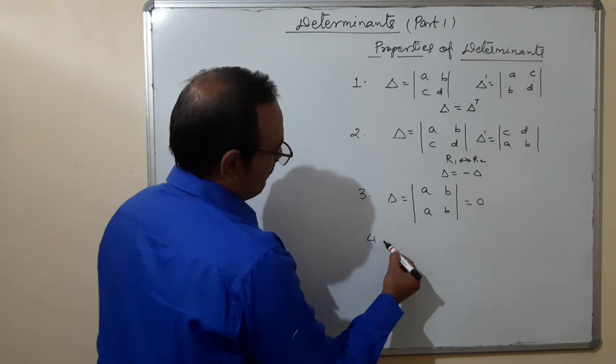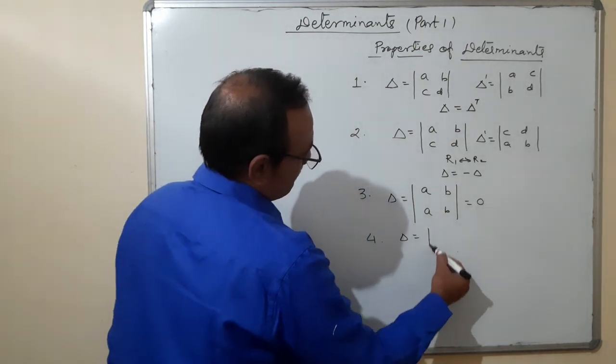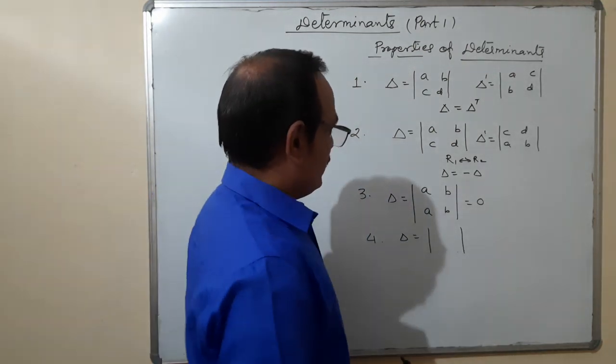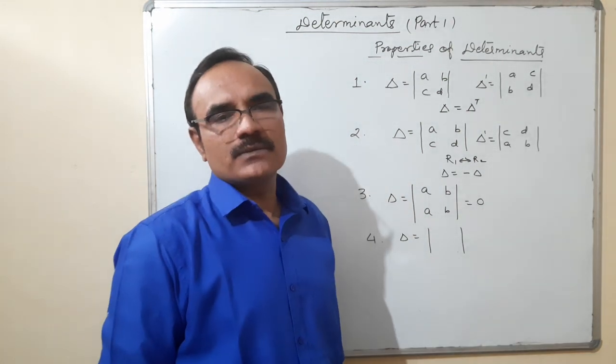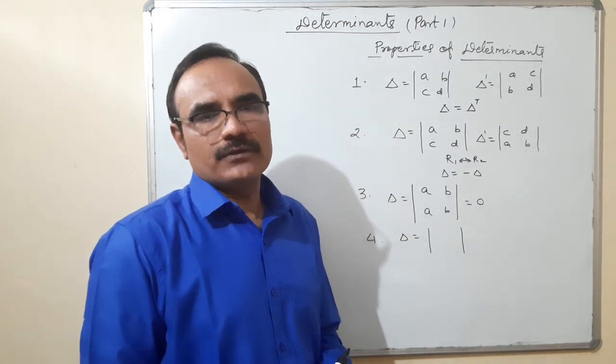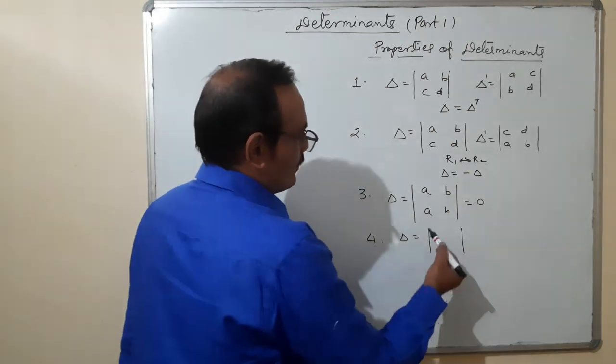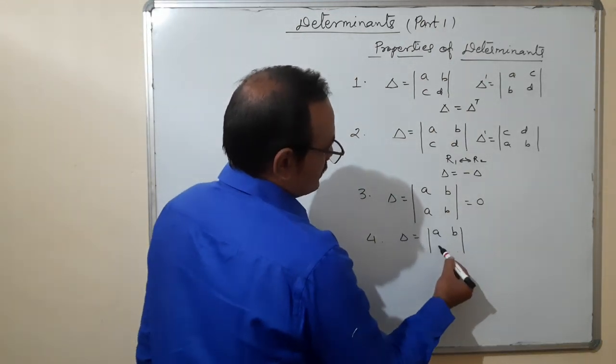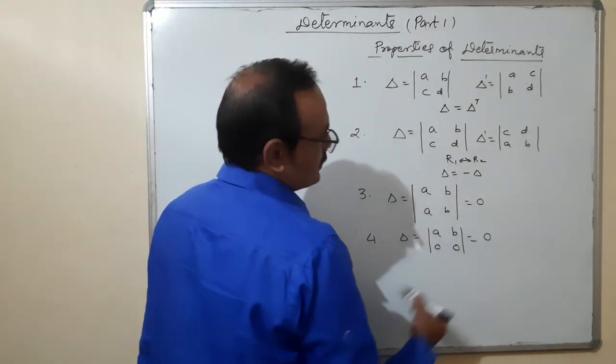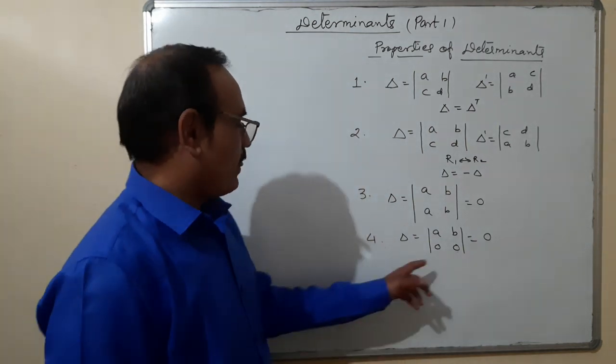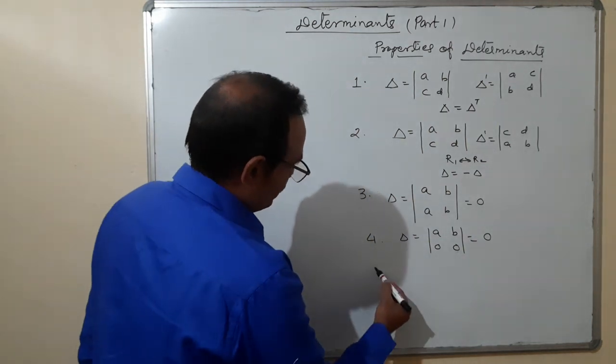Number 4. If in any one of the rows or columns all the elements are 0, then the determinant value is 0. For example, A, B, and 0, 0. Then the value is 0.